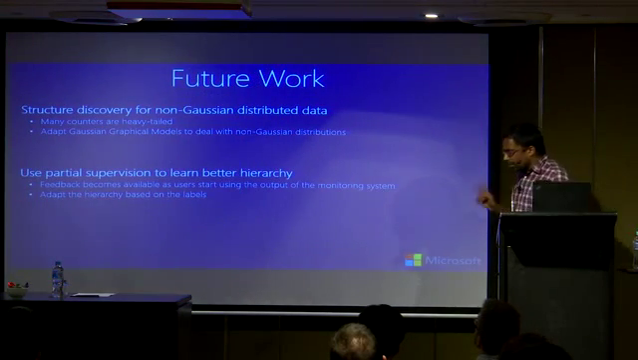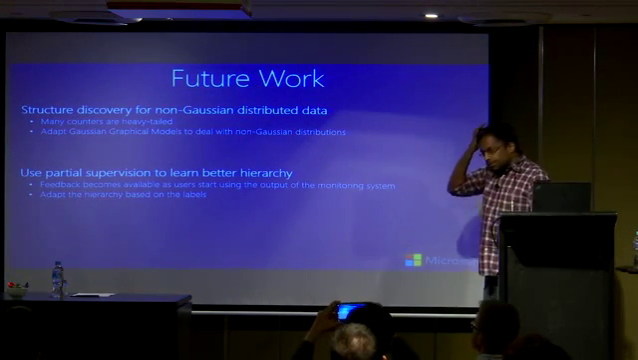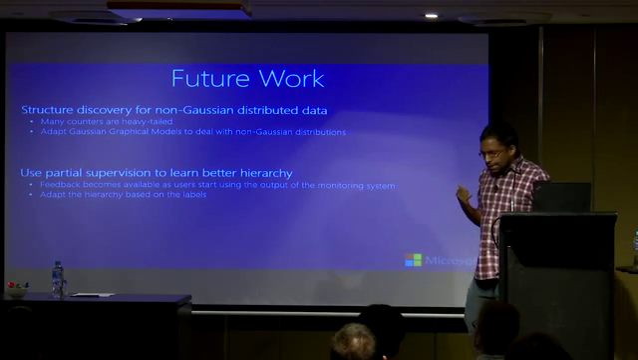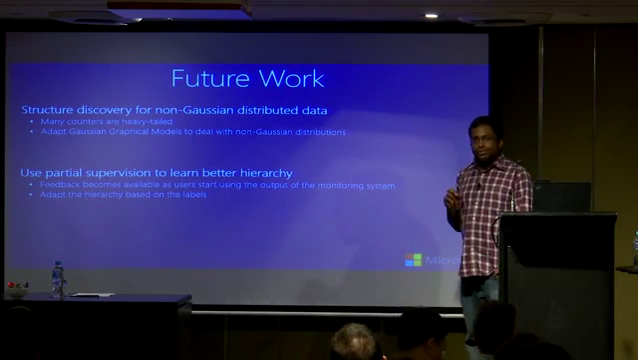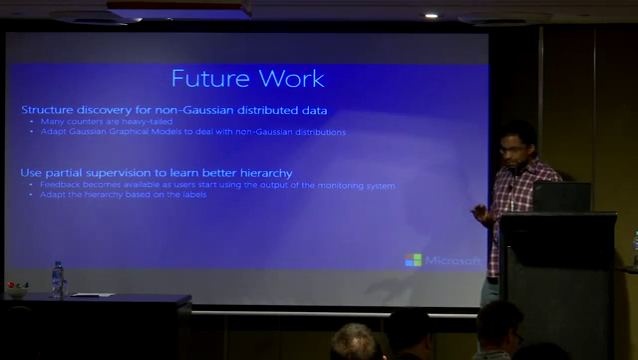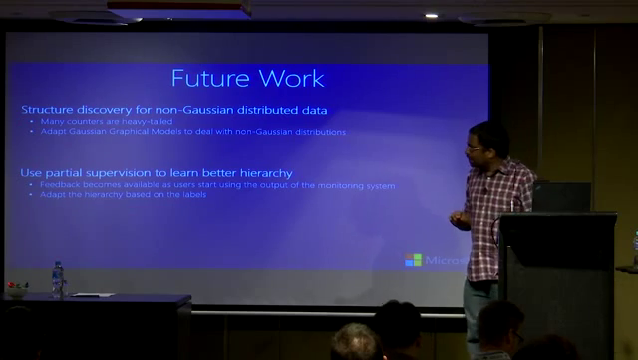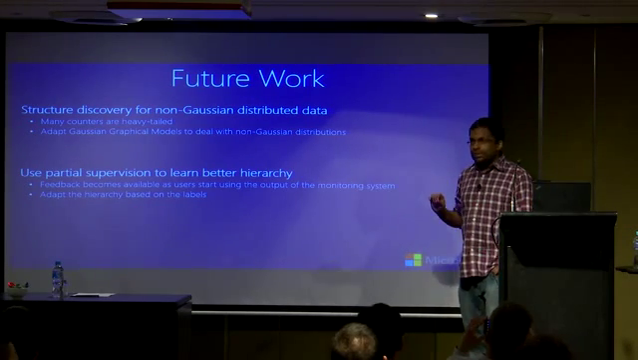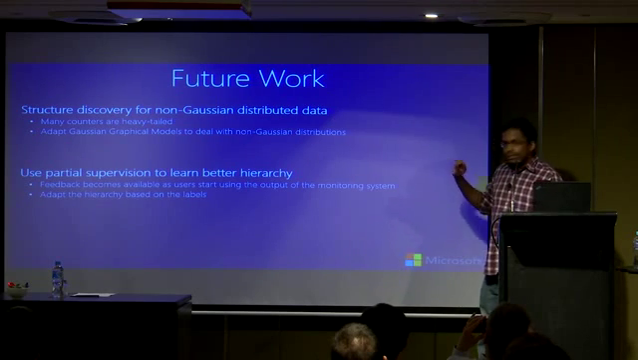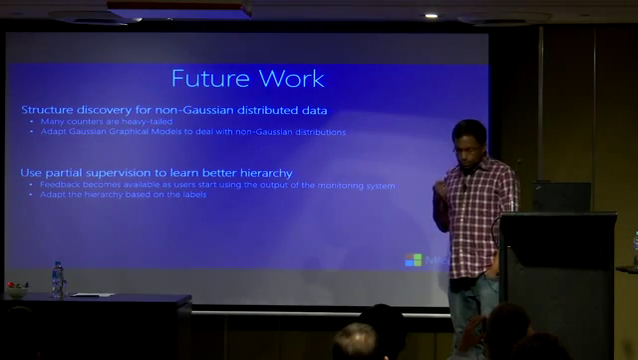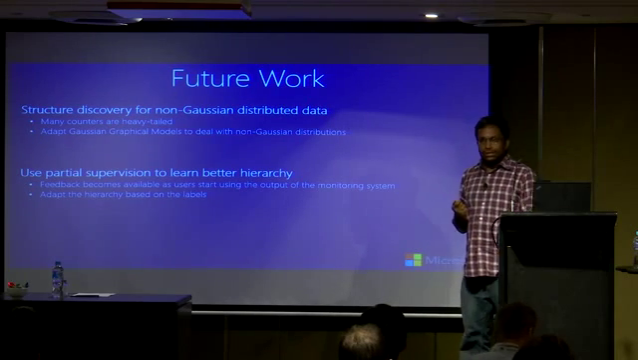So there are a couple of directions of future work we are looking at. One is the Gaussian graphical model that we used in our work is making a Gaussian assumption about the data, which is not true. And as the previous talk also mentioned, many of the counters are actually very heavy-tailed, Pareto distributed, and one of the directions we are looking at is how do you adapt the Gaussian graphical model to be applicable to non-Gaussian data.